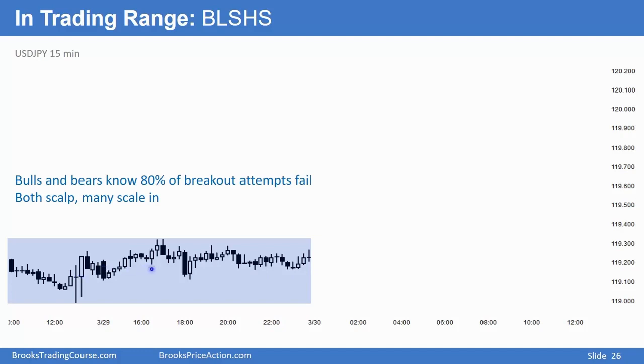After 20 or 30 bars in a trading range, the probability of a bull breakout is the same as the probability of a bear breakout. And they hope to make enough money scalping, especially with limit orders and scaling in during the trading range, so that when the breakout finally comes and they finally lose, they'll have enough winnings to more than offset that loss. Again, when a range is this tight, I think most traders should not trade. This is the dollar versus the yen.